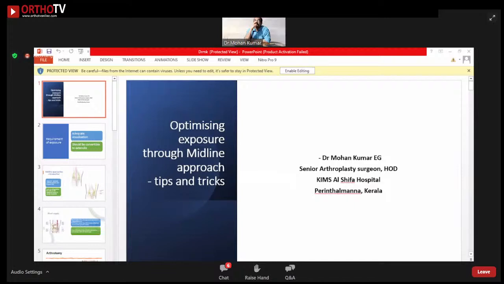That is preventing the going to slideshow mode. That warning. Raman sir. Yes. Sir, can you see that protected view? Protected view. Yeah. Be careful, files from the internet can contain virus.